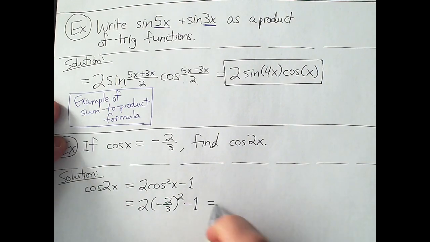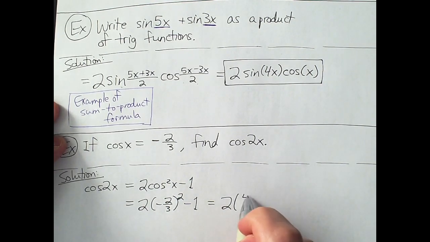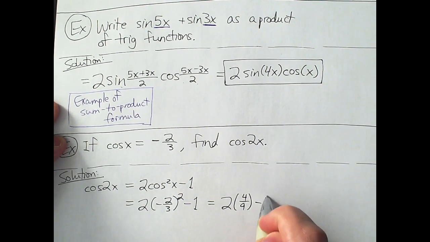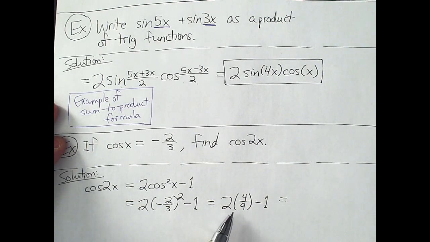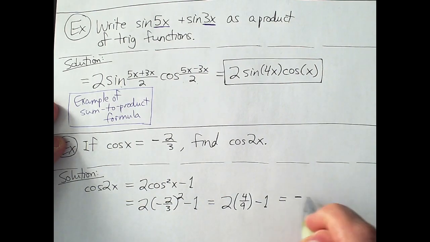So negative 2/3 squared is 4/9. We can do the rest of this in our head, right? 2 times 4/9 is 8/9. 8/9 minus 1 is negative 1/9.